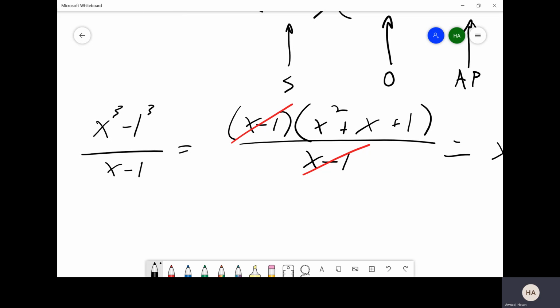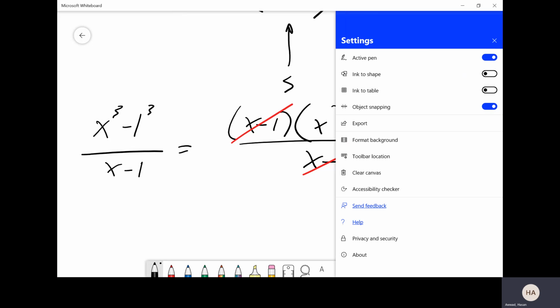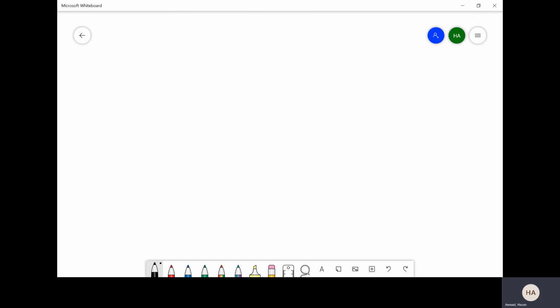Okay, so let's do one more together, and then I'll set you off on your classwork. So we just talked about cubes, right? So factoring cubes. Let's do one more with cubes. Let's say we have (x cubed plus 7) over (x plus 2).